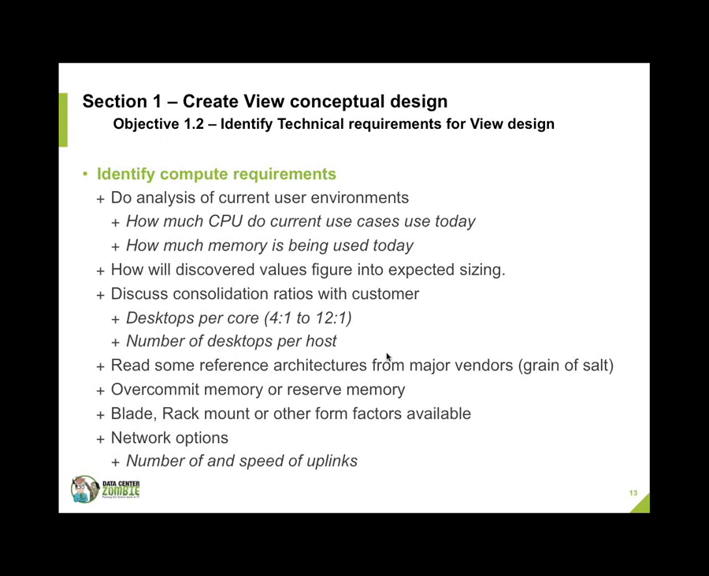Form factors for the compute. Am I going to choose blades, rack mounts, or one of the number of new blade-ish multi-node options, like these Supermicro type things where I can fit a number of hosts inside a 2 or 4U box? So what type of form factor might I choose, and that might drive some of my storage choices also. And then network options. Am I going to have multiple 1 gig links? Am I going to have a pair of 10 gig links? What choices is my compute offering going to give me?